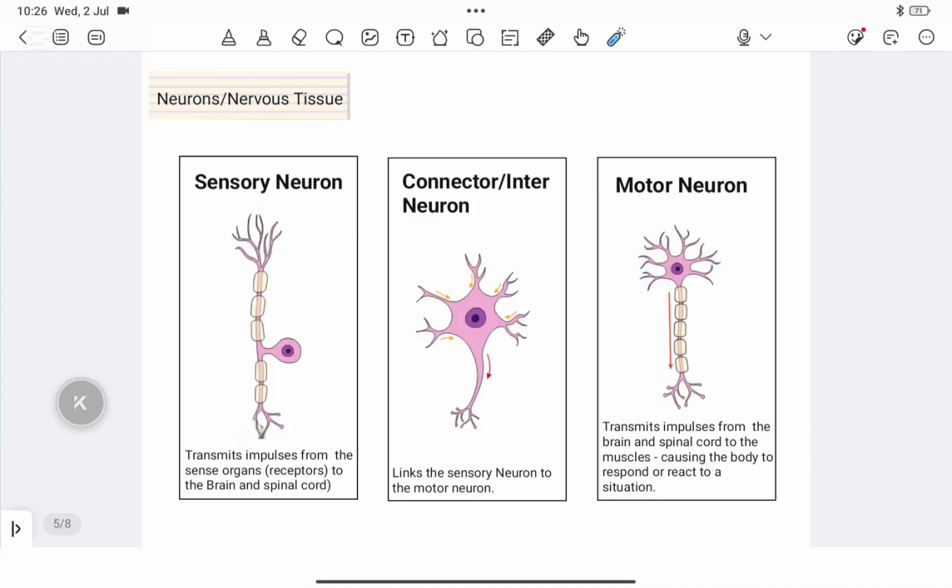The easiest way to identify a sensory neuron is by looking at that part over there. It's the only neuron that has that part. Then the connector/interneuron links the sensory neuron to the motor neuron. And then we have the motor neuron, which transmits impulses from the brain and the spinal cord to the muscles, which causes the body to respond or react to a situation.